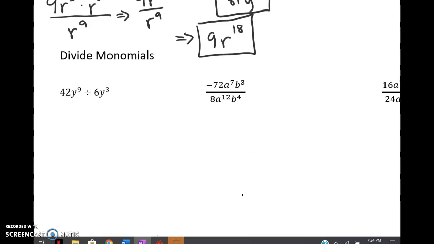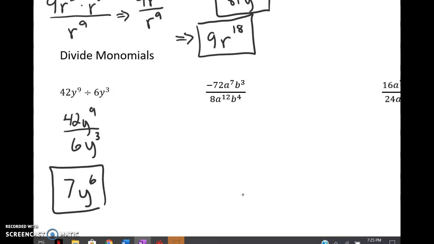Now we're going to divide these monomials. So in the first one, I have 42y to the 9th divided by 6y cubed. I can write it with the division symbol, but it might be easier to see this way. When I have those coefficients, 42 divided by 6, that's 7. Then I deal with the variables. And because they're both y, I'm going to subtract those exponents. There's more in the numerator this time, so it's going to be 7y to the 6th.